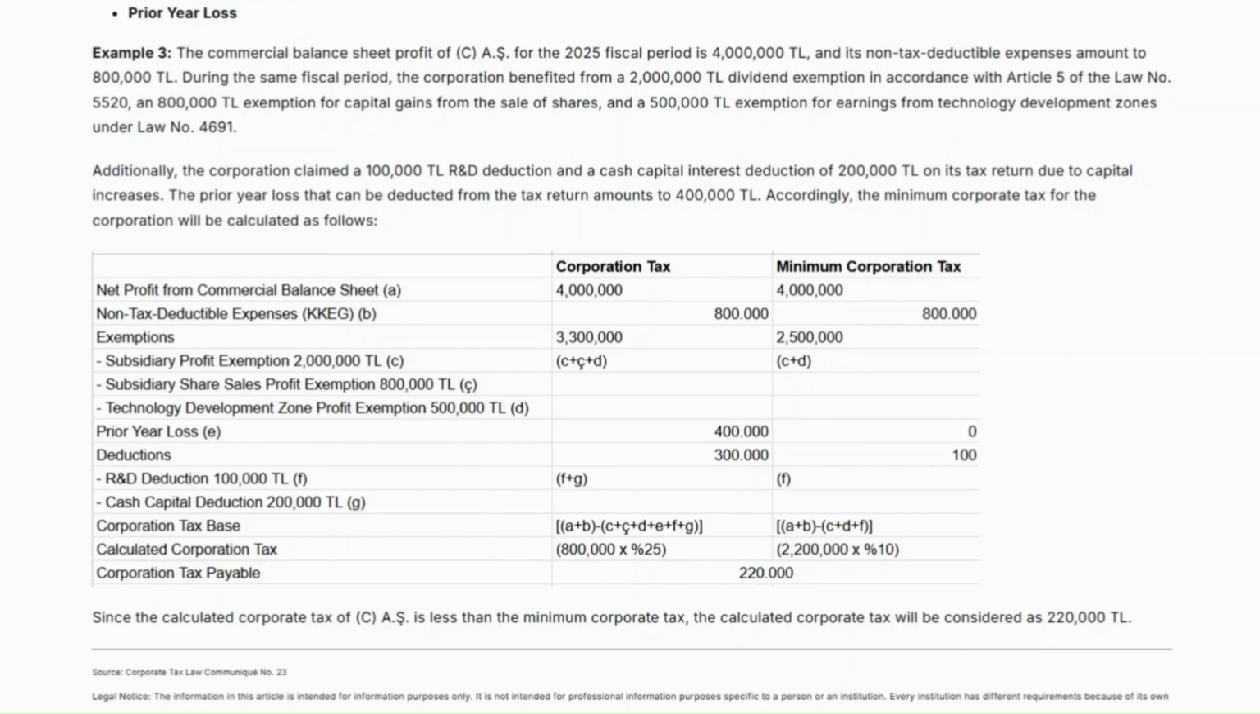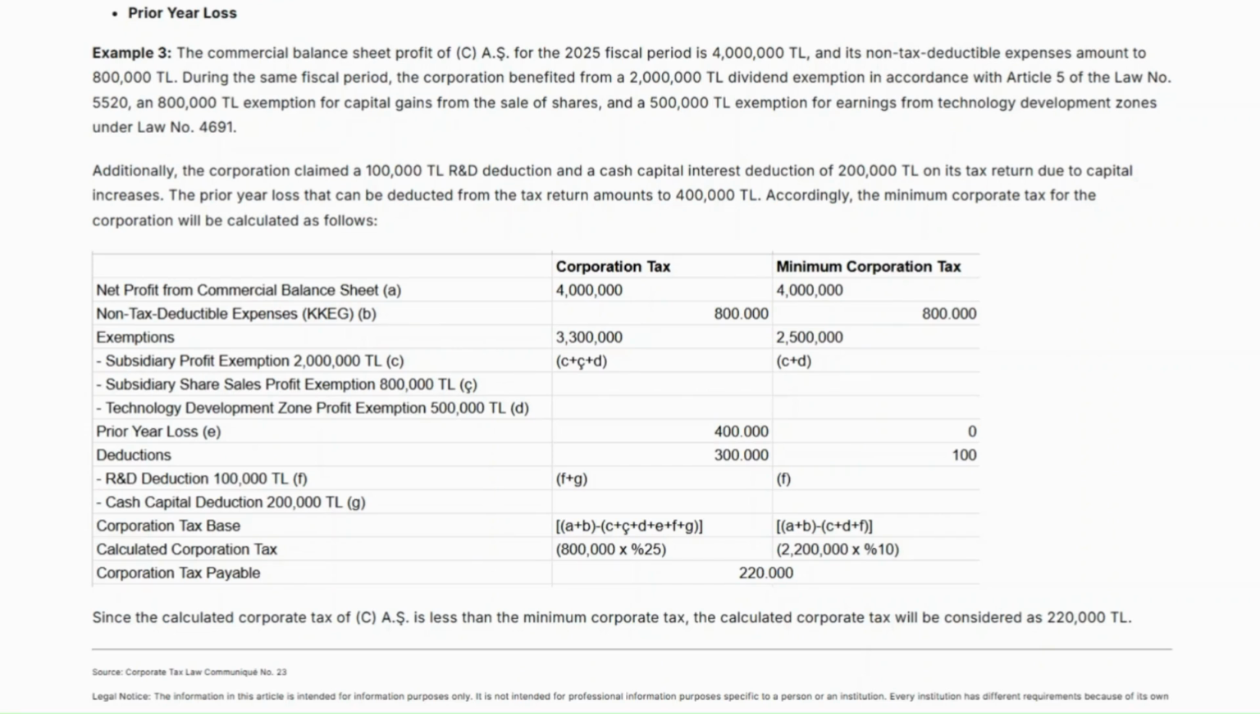In example 4, we will look at minimum corporate tax in case of these. You can see commercial balance sheet profit, again R&D deduction, real estate sale gain exemption for debtors to banks, and also investment deduction. We will look at AŞ now, a joint stock company, which reported a commercial balance sheet profit of 12,500,000 Turkish lira for the 2025 fiscal period, and the non-deductible expenses amount to 500,000.